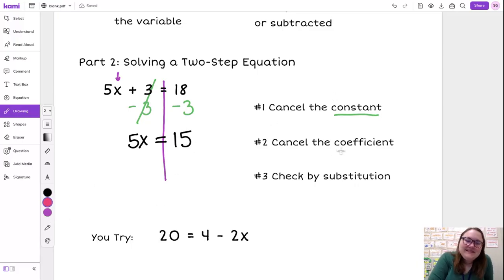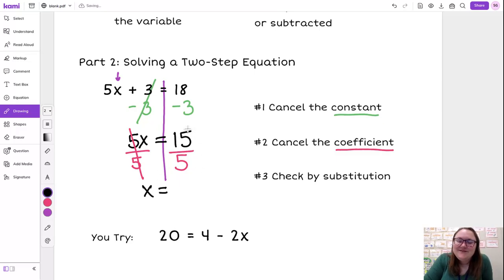Now that I canceled my constant, now I can remove the coefficient. Last week we saw equations like these, this one-step equation right here, so hopefully you remember what to do. 5x means multiplication, so I do the opposite, I divide. And I want to divide both sides by the number 5. I do that so that my 5's cancel, and I only have x left. That's what I want. On the other side, it says 15 divided by 5, which is the answer 3. And so this says that missing number is the number 3.